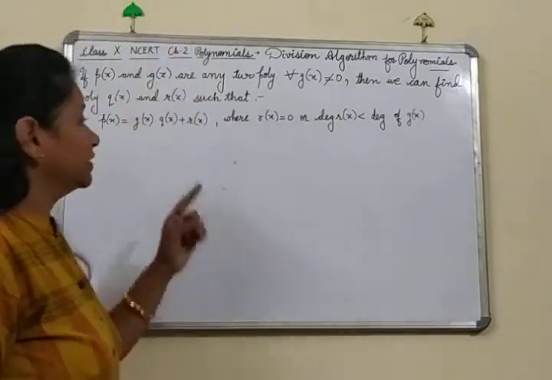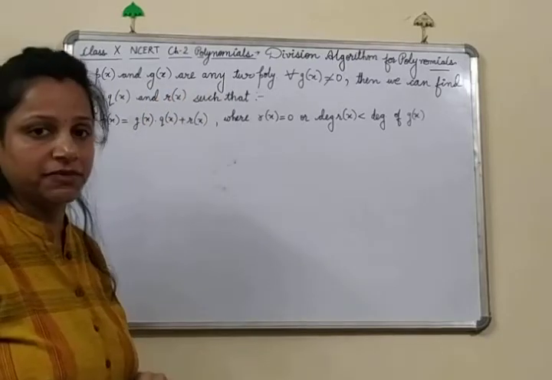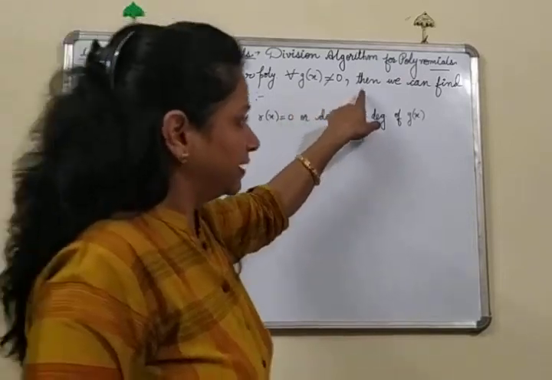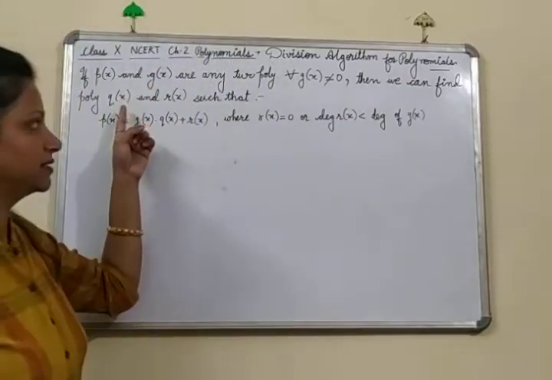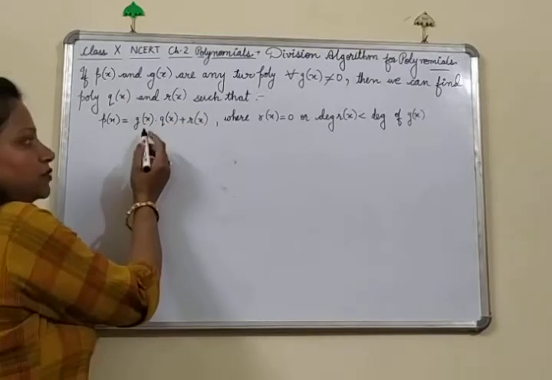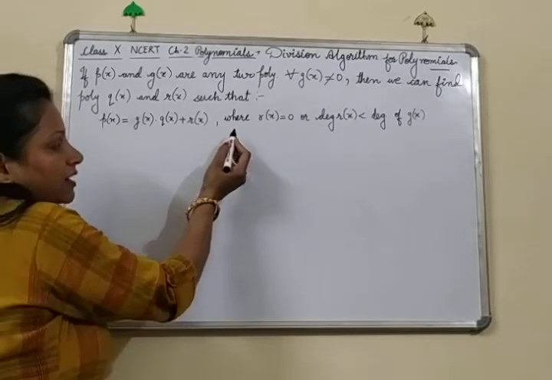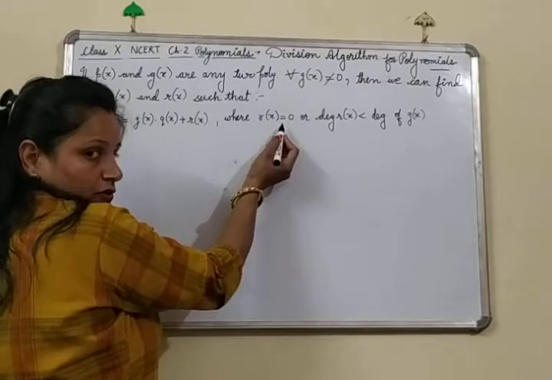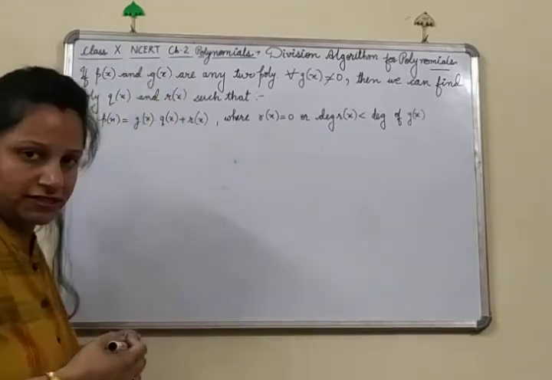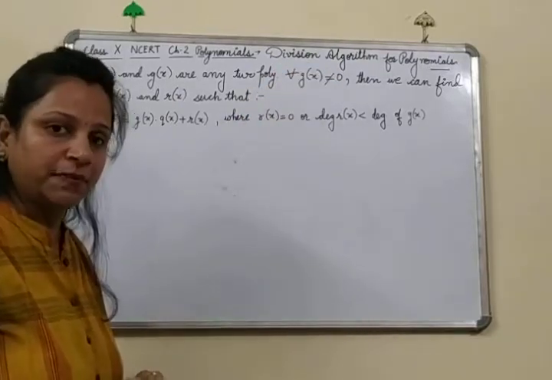Now see, suppose we have p(x) and g(x) are two polynomials where g(x) is not equal to 0. Then we can find q(x) and r(x) such that p(x) is equal to g(x) into q(x) plus r(x), where r(x) is equal to 0 or degree of r(x) is less than degree of g(x). This is the definition of the division algorithm for polynomials, right?